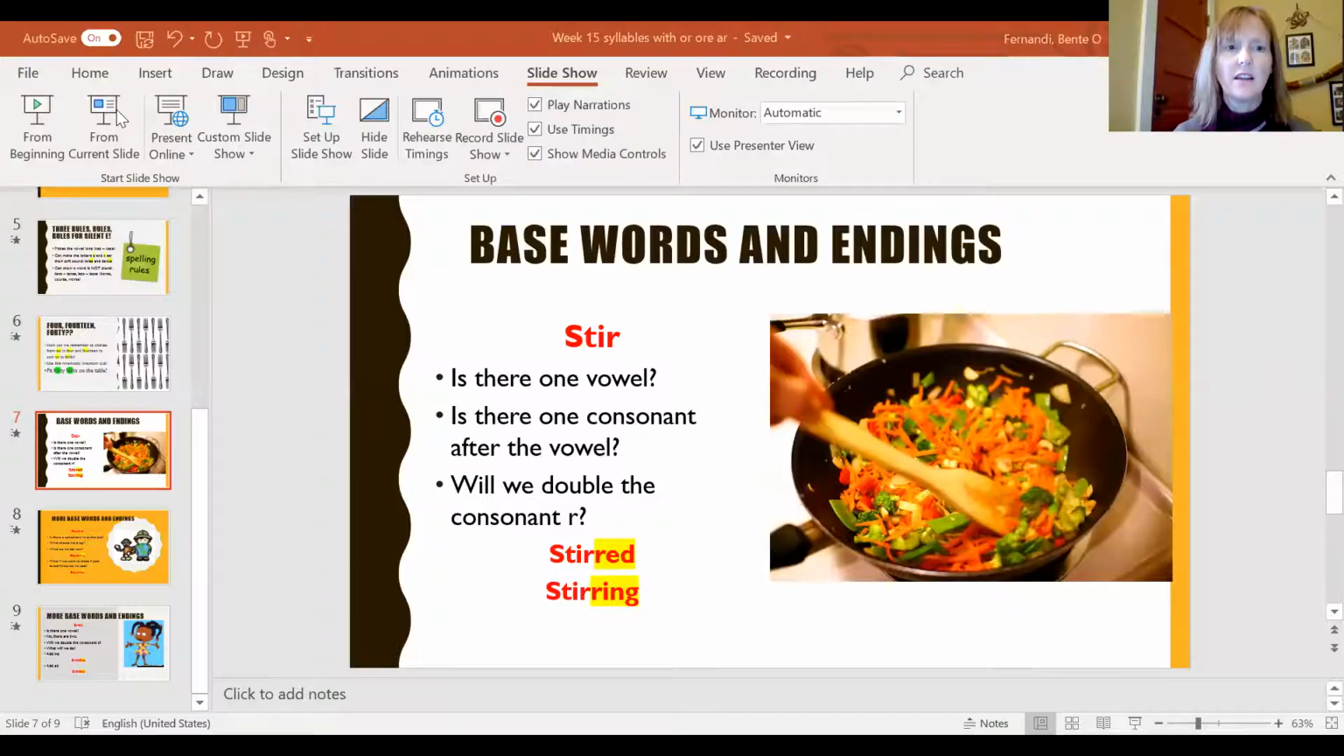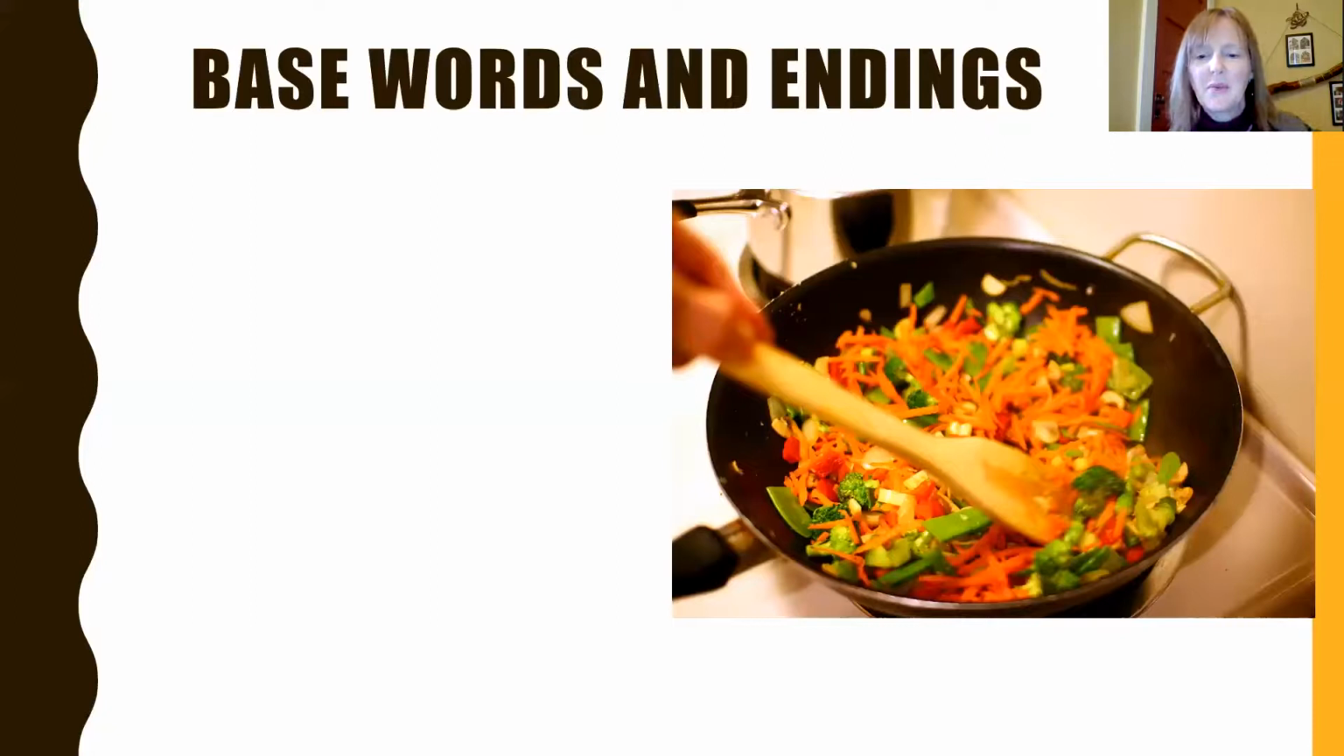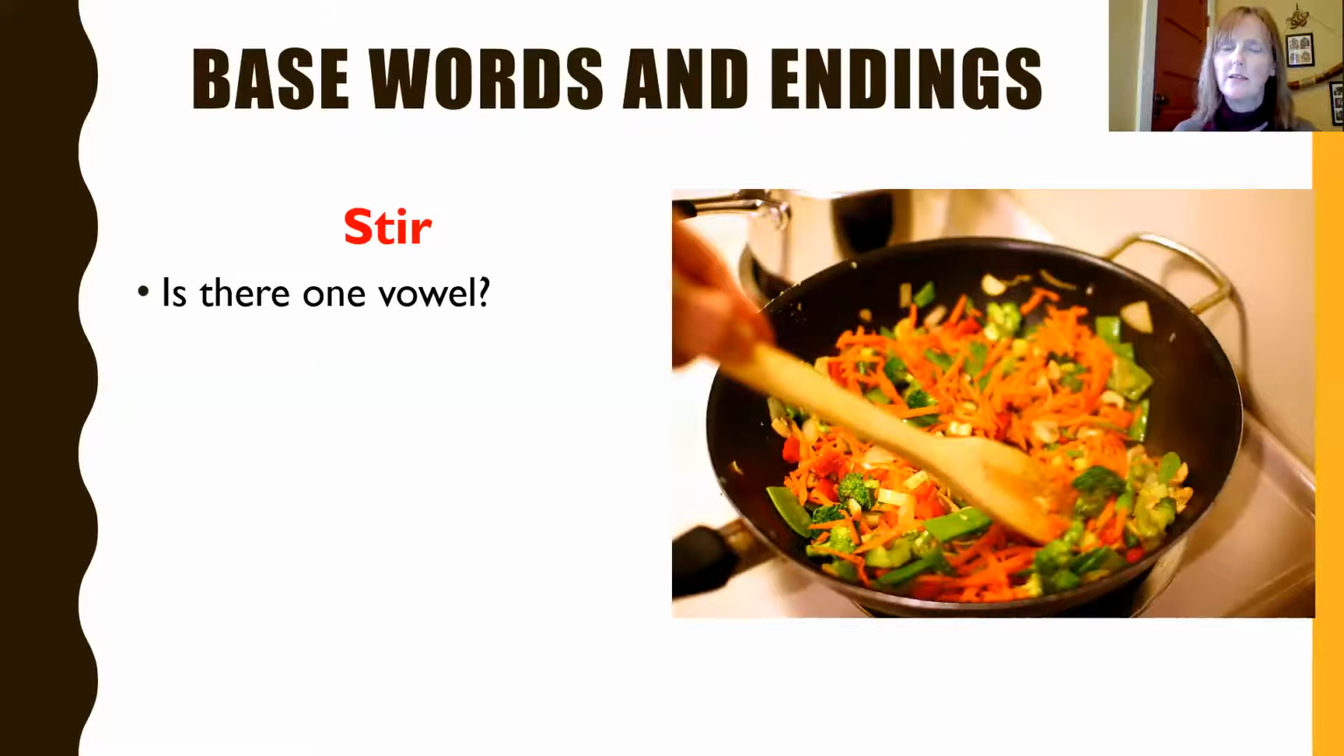So the first thing we're going to do is share my PowerPoint with you. So here we go. Our first word that we're going to look at today is the word stir. And when we see a word and we want to think about its endings, we need to ask ourselves a couple of questions. The first question we're going to ask ourselves is, is there one vowel? And in stir, there is one vowel. Can you name it? Yep, the I.